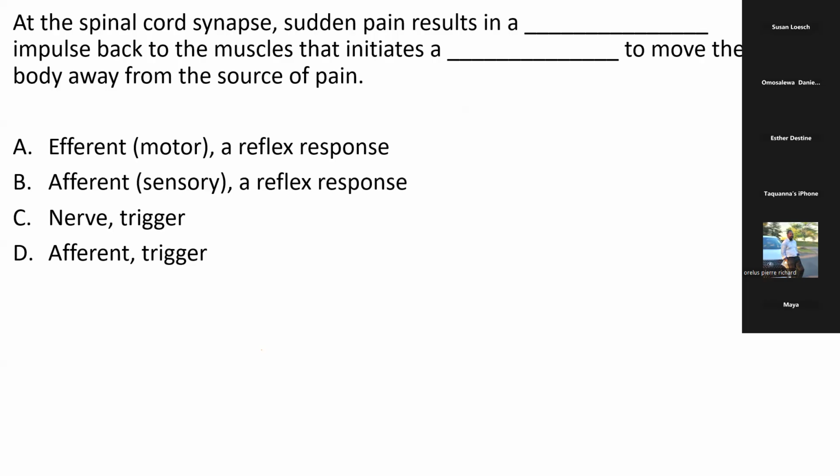So the efferent signal is sent back. It's an exit signal, but it's also a motor signal. And it's going to cause that reflex to happen, and the body will move away from the pain. Afferent is the incoming signal. So afferent is going into the brain saying, yo, we got pain here. What are we going to do about it?